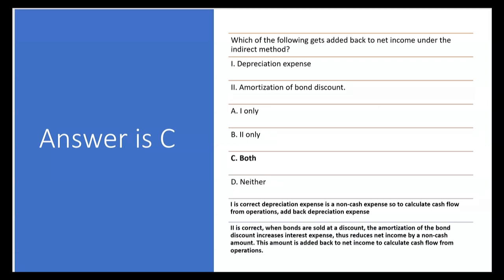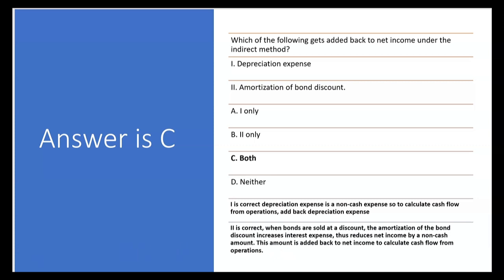Notice that when bonds are sold at a discount, the amortization of the bond discount increases interest expense. Thus, that increase in interest expense by $2 we saw reduces net income by a non-cash amount. So this non-cash amount, $2 in our example, got added back to net income to calculate cash flow from operations.